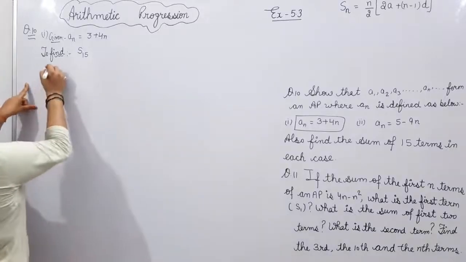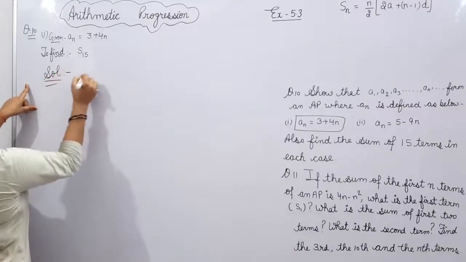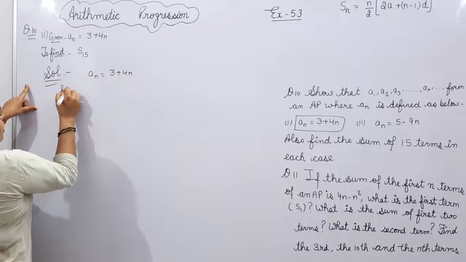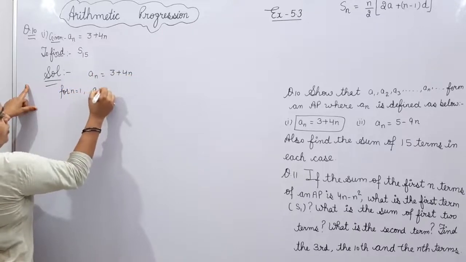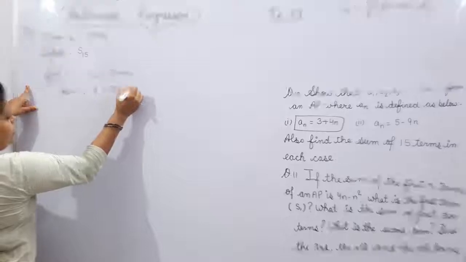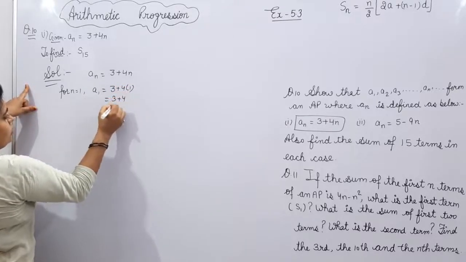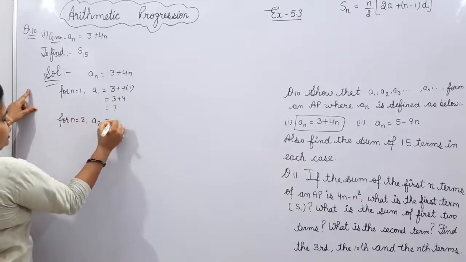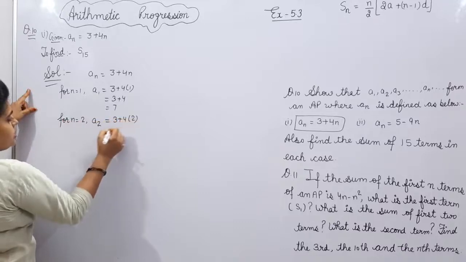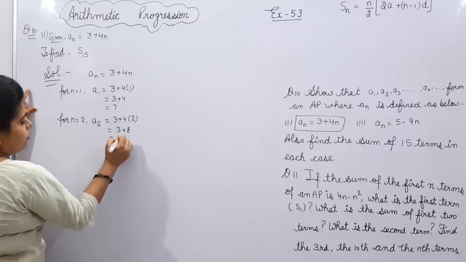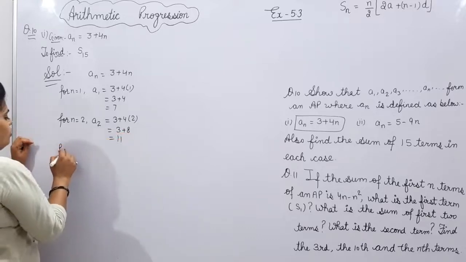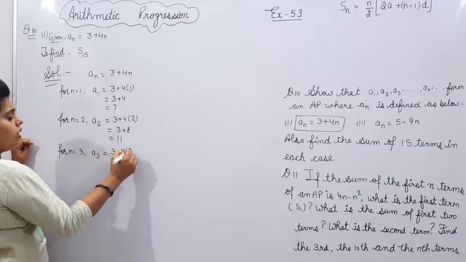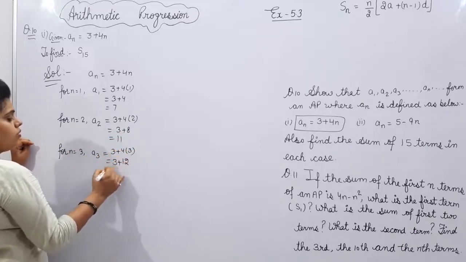So for this solution, an is equal to 3 plus 4n. For n is equal to 1, a1 will be equal to 3 plus 4 into 1, means 3 plus 4, and it is equal to 7. For n is equal to 2, a2 is equal to 3 plus 4 into 2, means 3 plus 8, and it is equal to 11. Now for n is equal to 3, a3 is equal to 3 plus 4 into 3, 3 plus 12 is equal to 15.